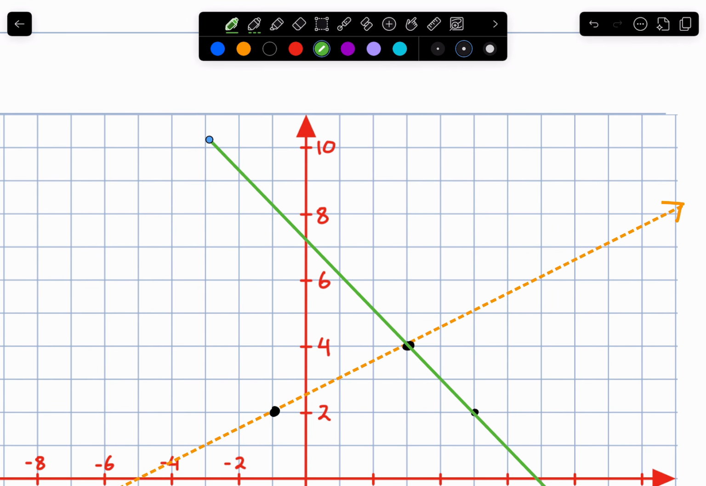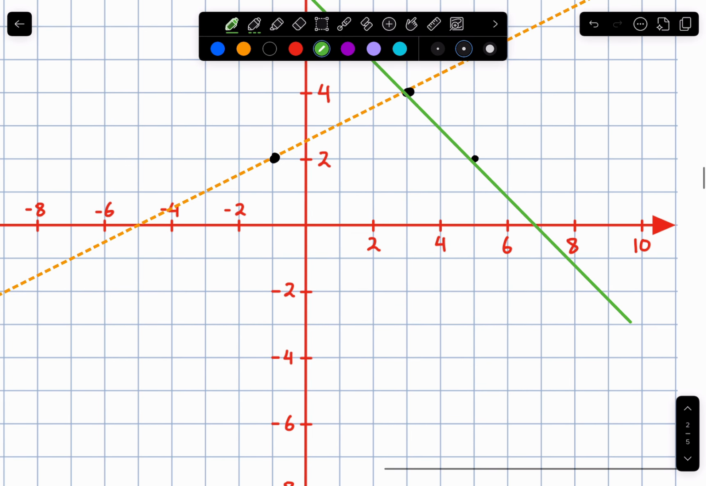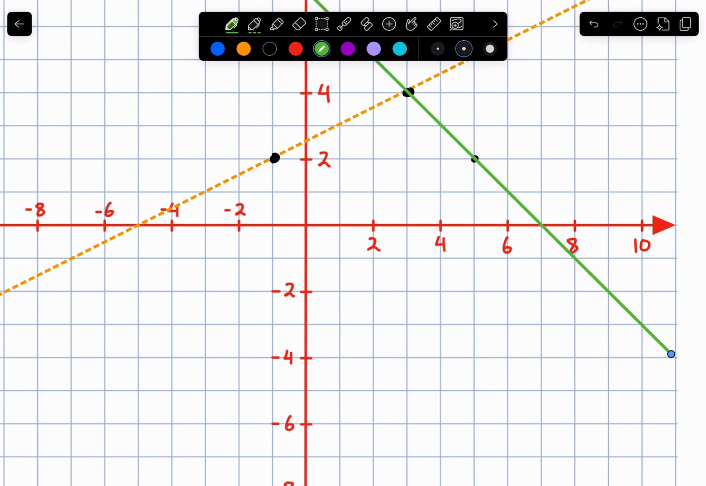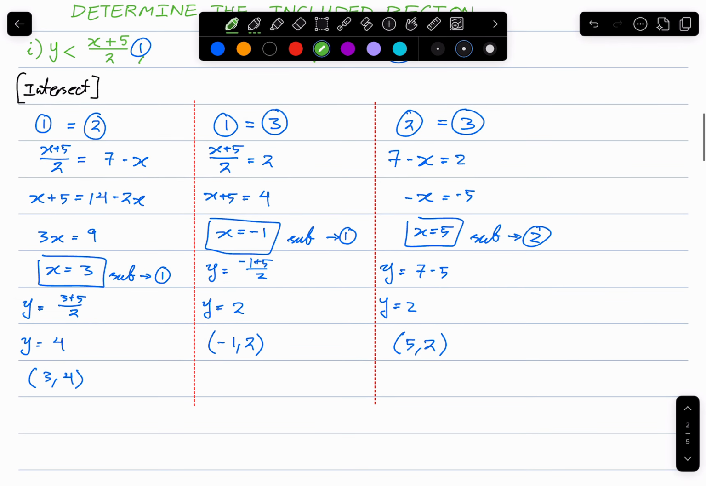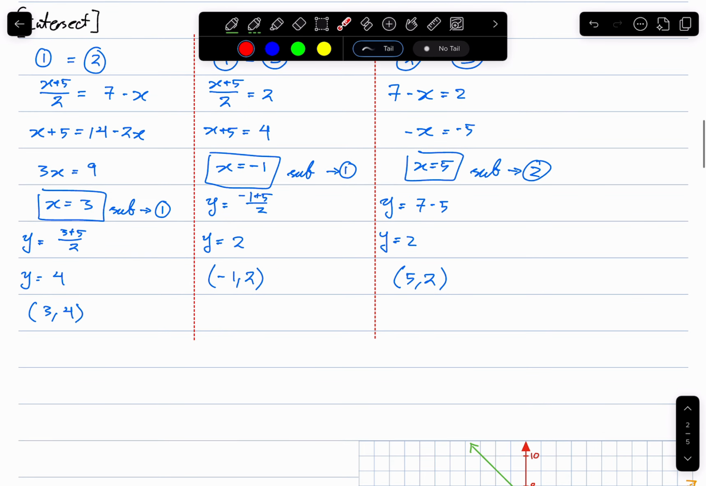And even if we wanted to find the y-intercept of this one, if you go back to the equation, it's actually very straightforward to have found the y-intercept of this line. It was just going to be 7.